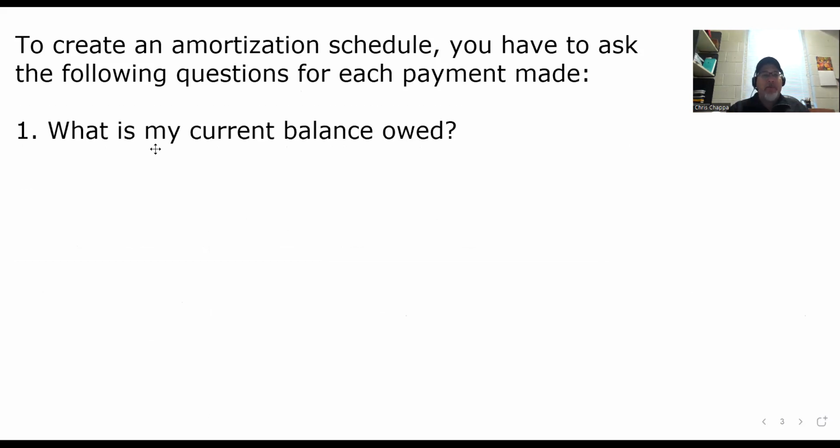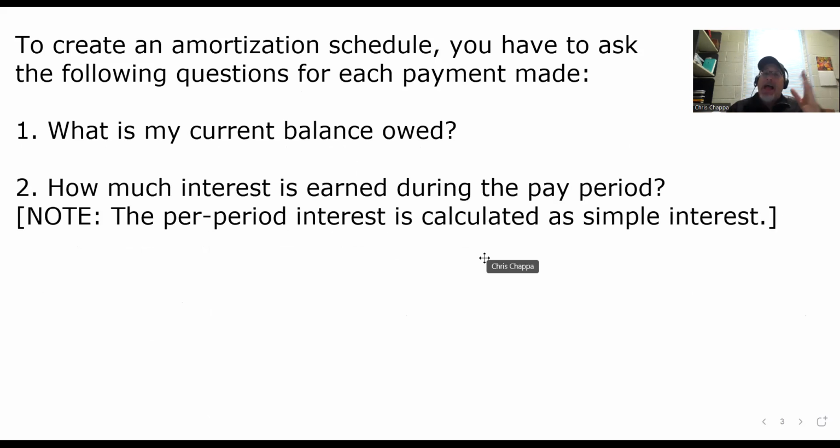Question number one, what is my current balance owed? This question is important because the amount of interest that you're going to earn during the pay period depends upon how much you still owe. Number two, how much interest is earned during the pay period? Now, just as a note, the per period interest is calculated as simple interest, I equals PRT. You'll see that when we calculate it here in a moment. And this is on a per payment period basis. So if your payments are made monthly, then each month your interest is calculated using simple interest formula.